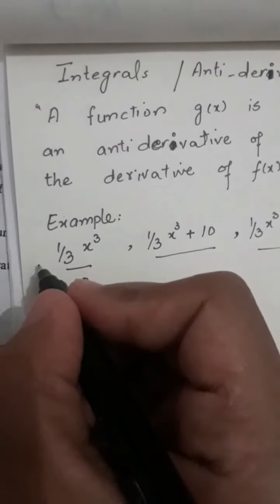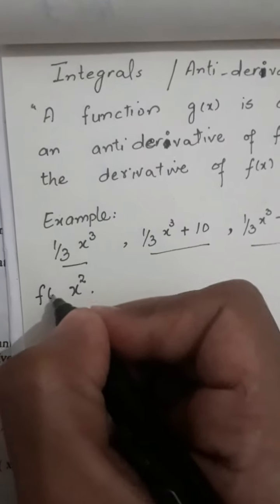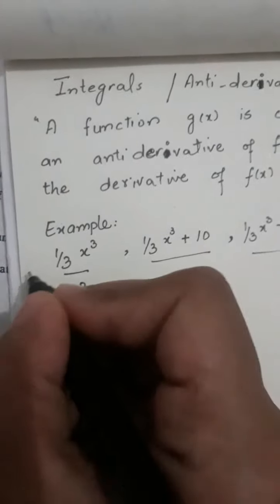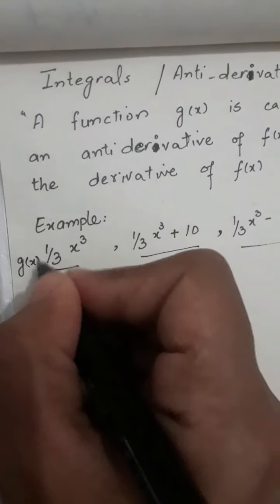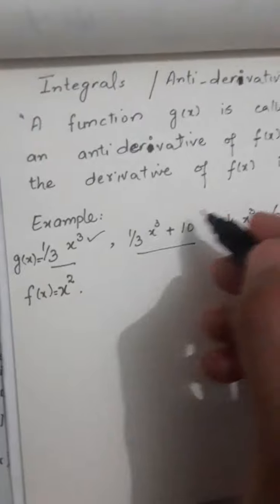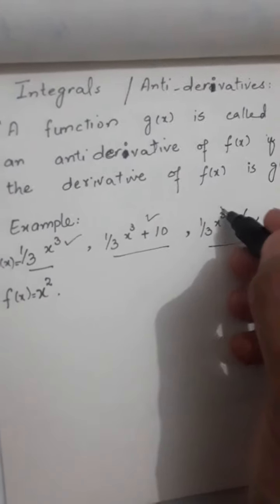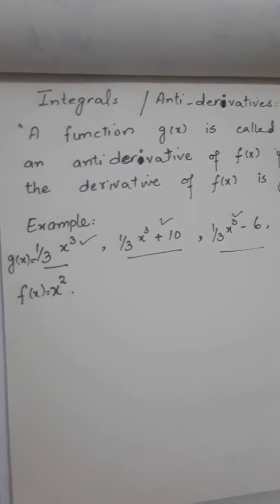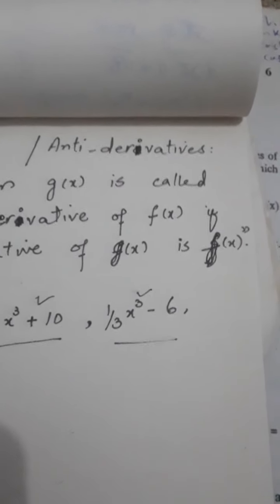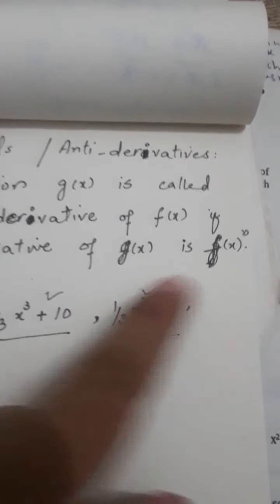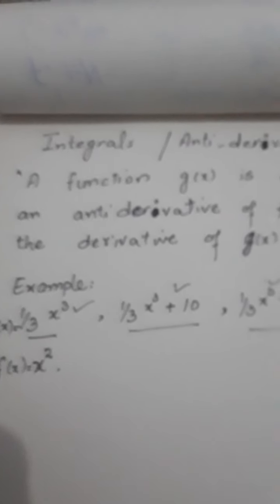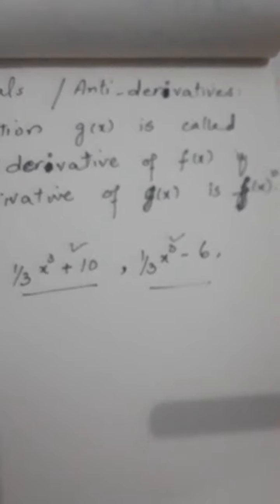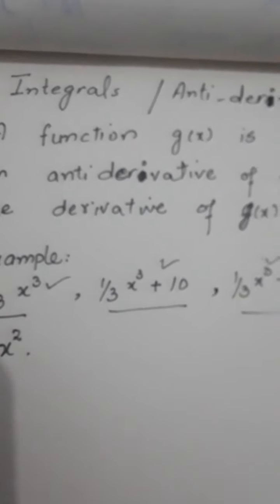So we can say if we have a function f of x, then g of x, either this one or this one or this one, could be the antiderivatives of the function f of x. Okay, so there was a mistake. This should be g of x and this should be f of x. If g of x is the antiderivative of f of x, then of course f of x should be the derivative of g of x.